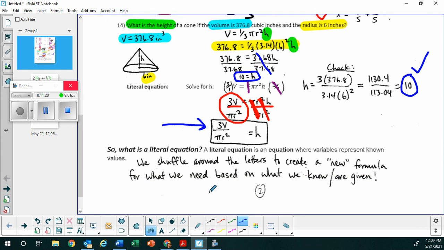And now finally, again, just a literal equation. The literal equation is when you're basically shuffling around to make, kind of like we're saying here, a new formula where this variable now represents all these known values. So like if I know the volume and I know the radius, I can plug those in and then get the missing dimension, the height.